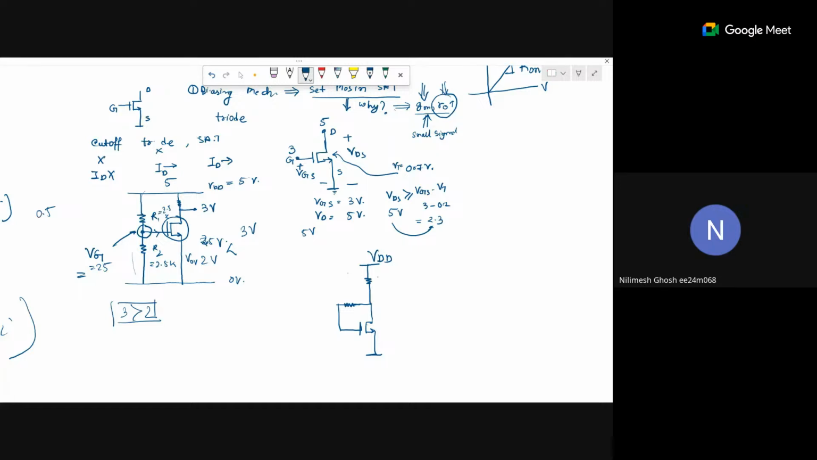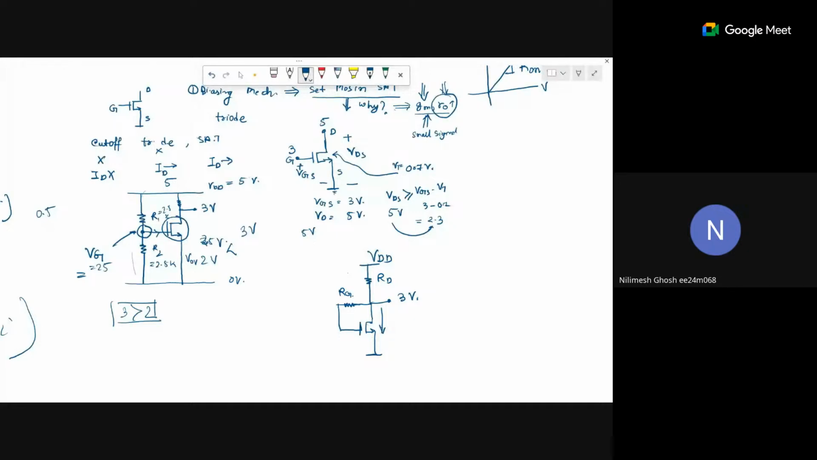Let's say this is RD and this is say RG. Now see what will happen here. Let's say we set the voltage here, and the MOSFET is in saturation. Let's say this voltage is 3 volt. I gave you this voltage 3 volt. Then what will be the current here?